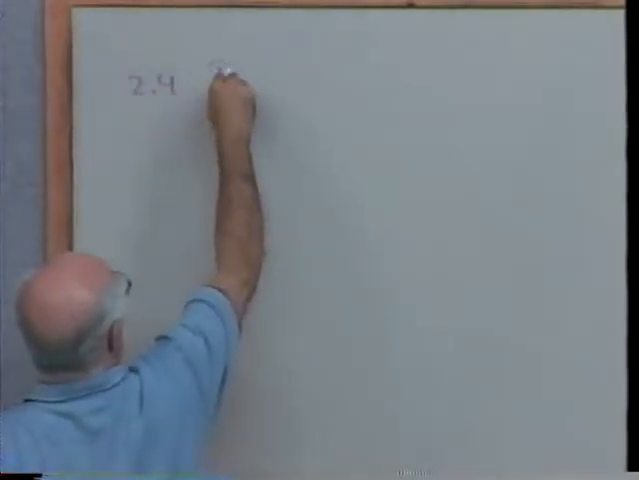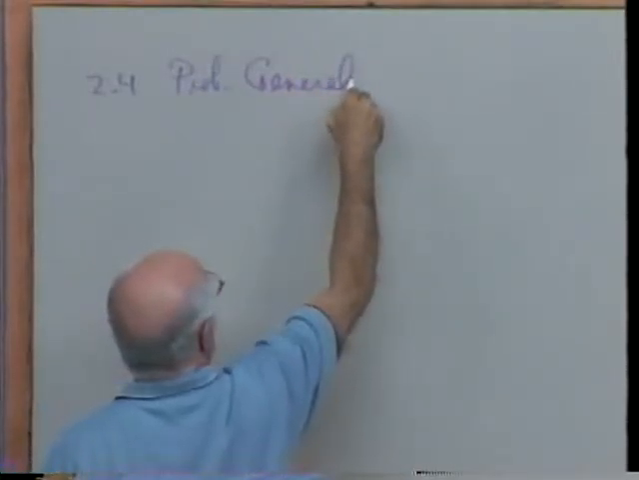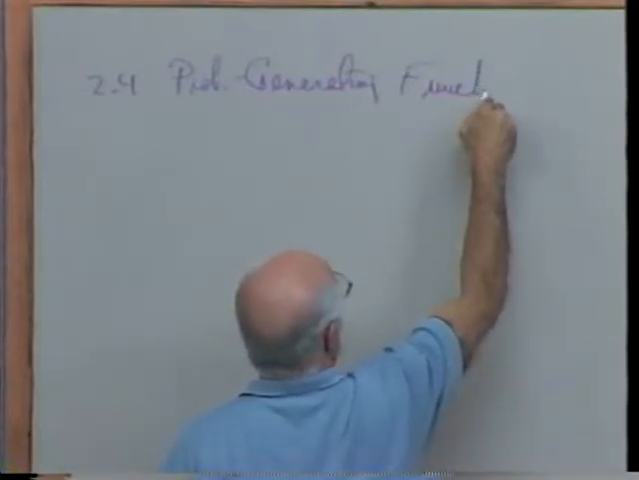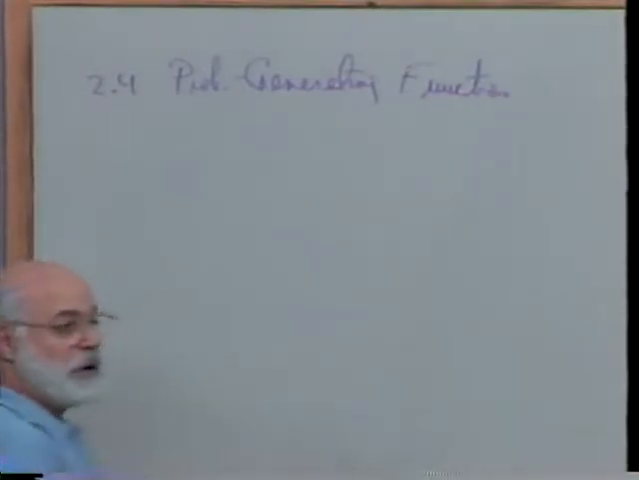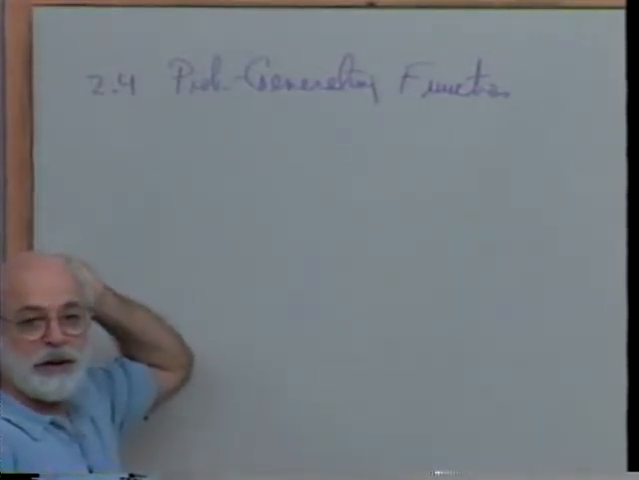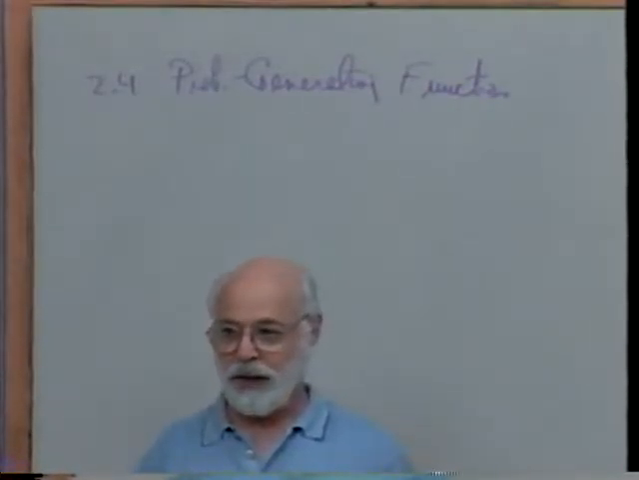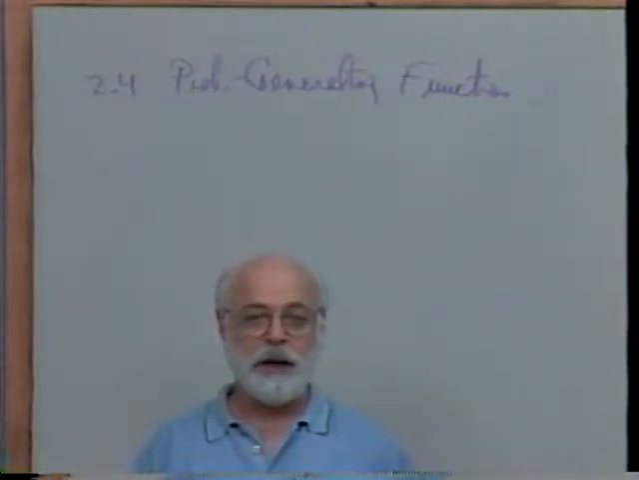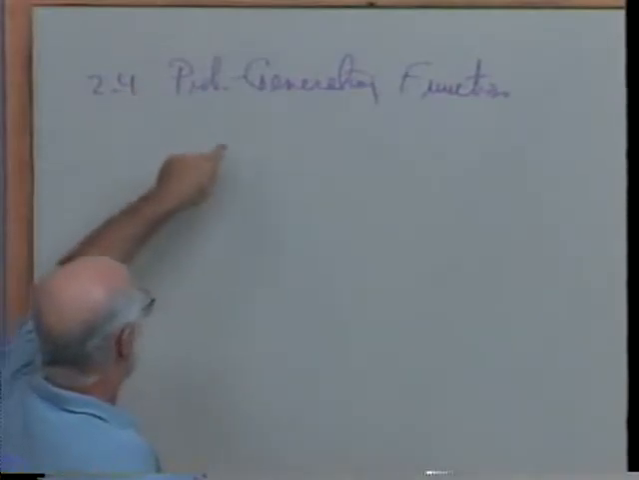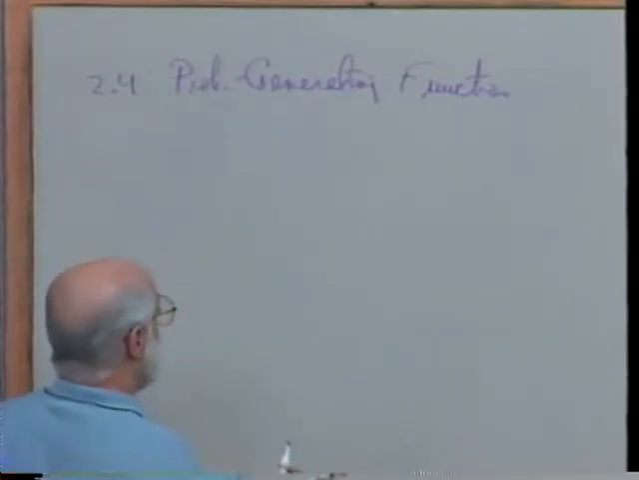So 2.4, probability generating functions. And these are transforms. The Laplace-Stieltjes transform is simply a generalization of the probability generating function. And what a transform does is it takes information that's in one form and it turns it into another form, and there should be some advantage to doing that. That's why you do it. Now, what these functions do is they generate the probabilities. Okay, so here's the definition.